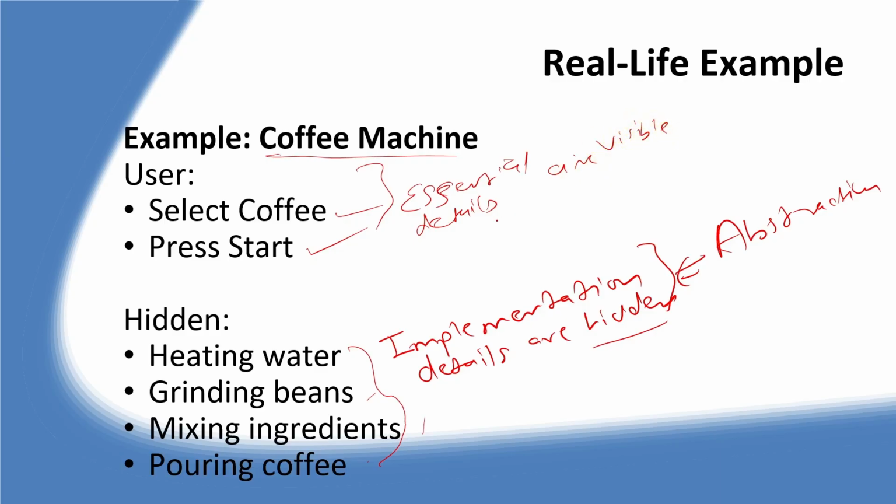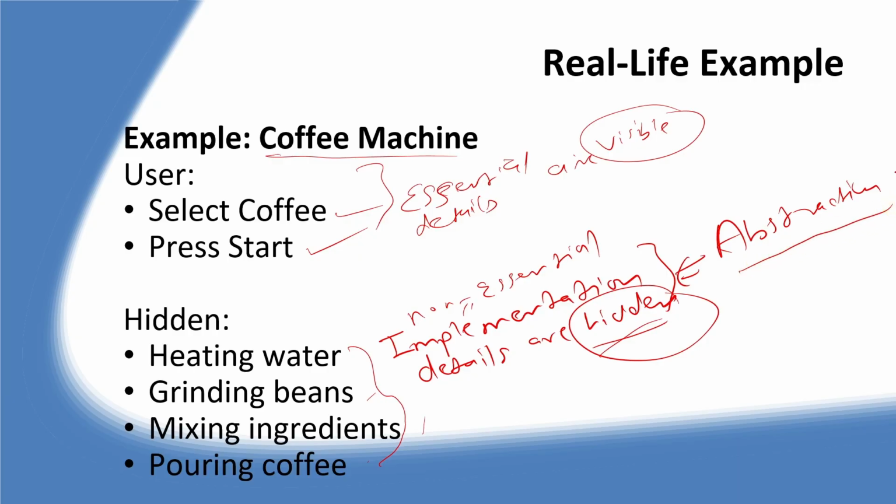Okay, and the non-essential details, these are not required for us. We only want to press the button and get the coffee. So the non-essential details are hidden, only essential details are visible. So the concept of showing essential details and hiding non-essential details, the implementation details, is known as abstraction.